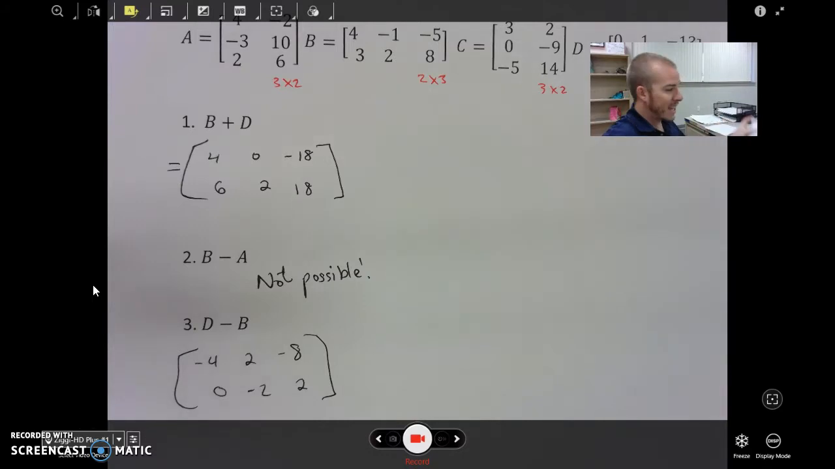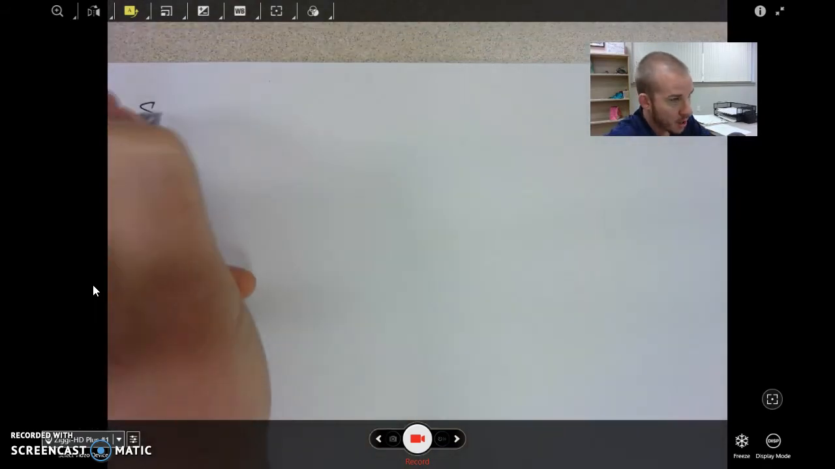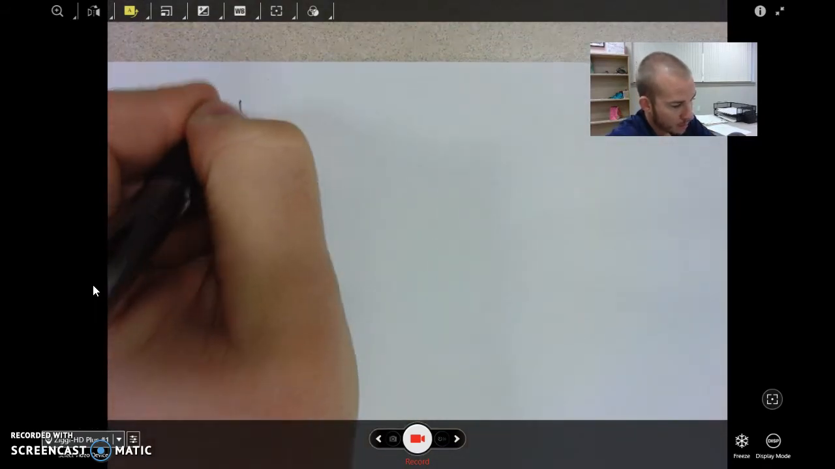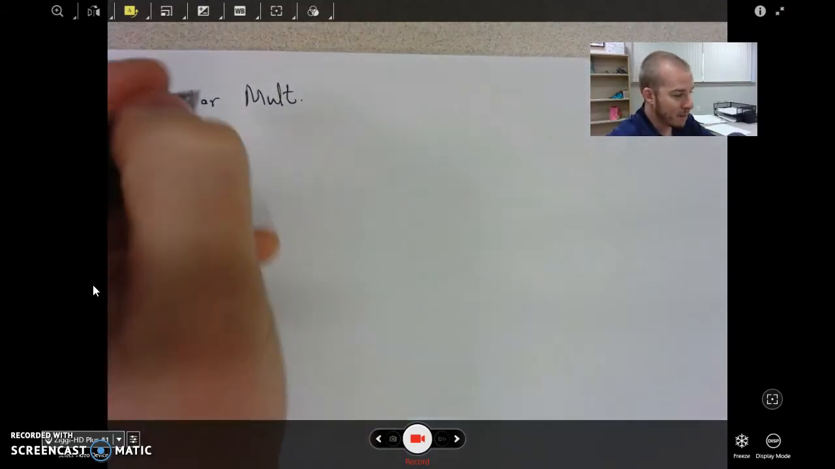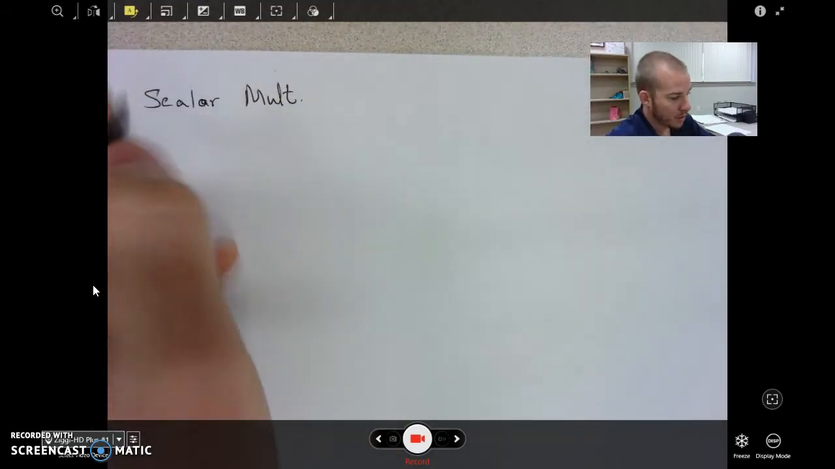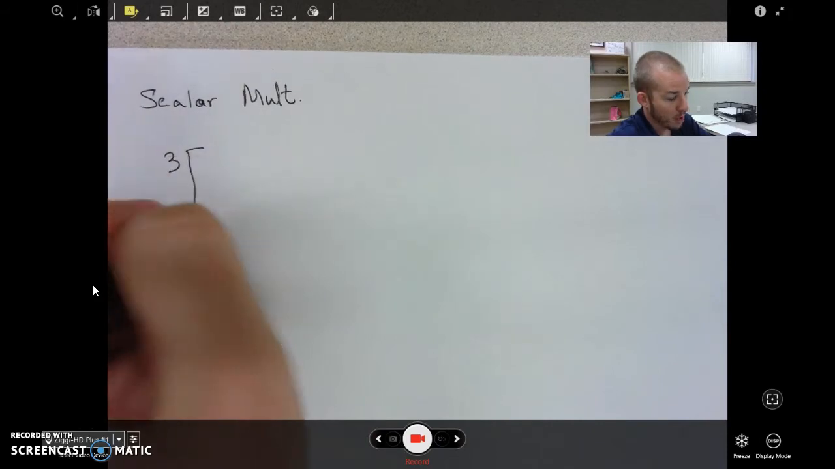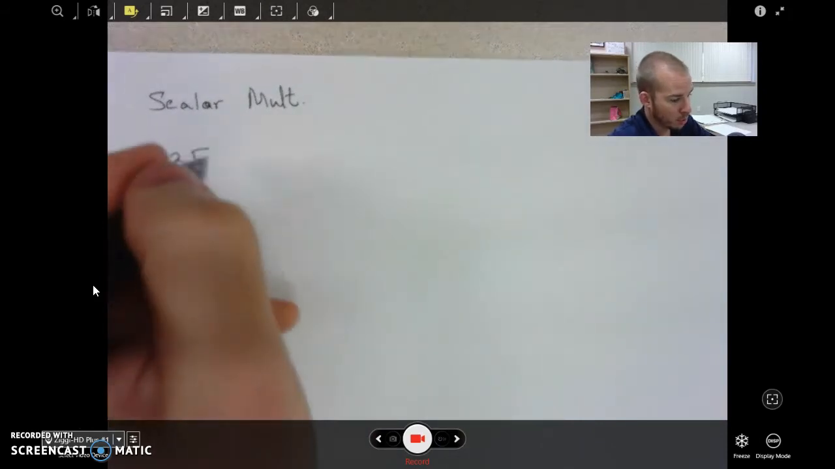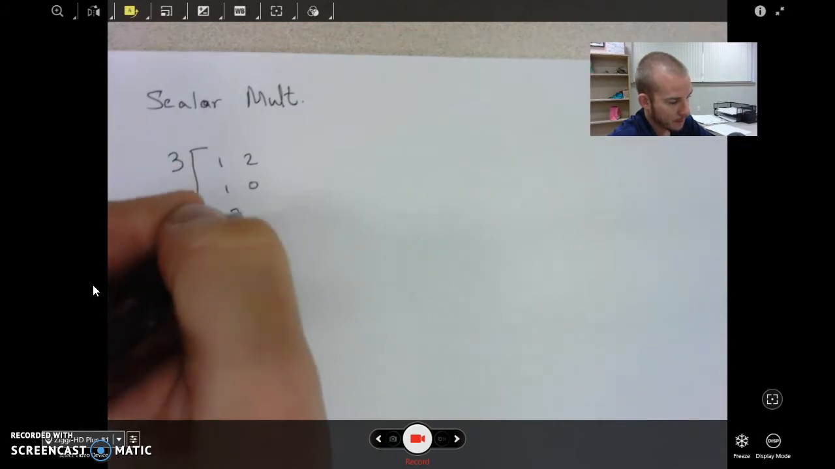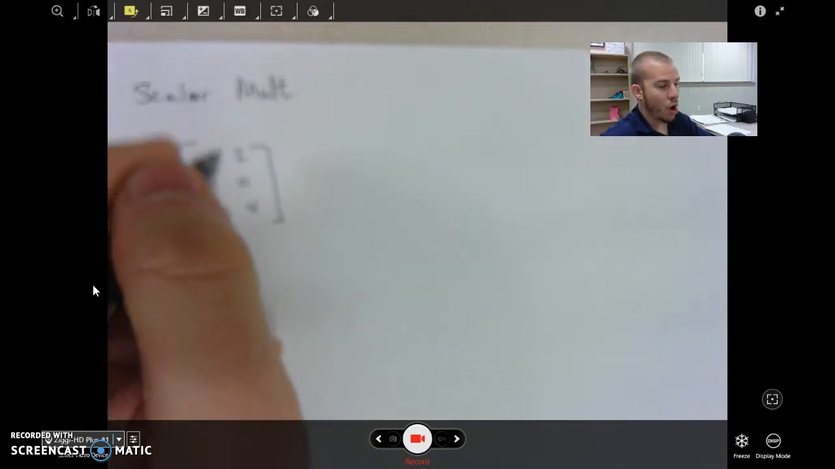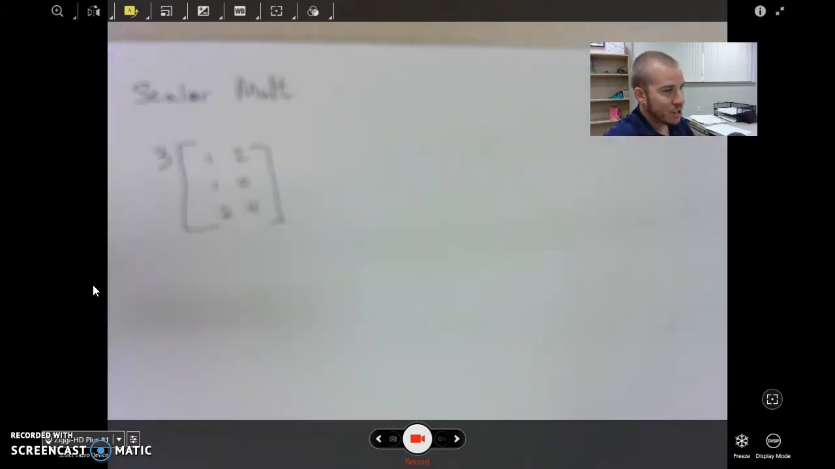Now let's move on to scalar multiplication. Okay, scalar multiplication is as follows. Scalar is just a word for a number. It just means a number. So it means you're going to take a matrix and multiply it by a number. For example, we might have the number 3, which is the scalar, and multiply it by this matrix here. All you need to do is take each entry.